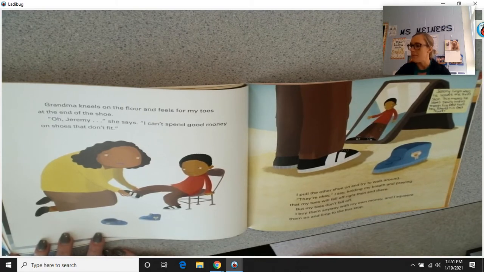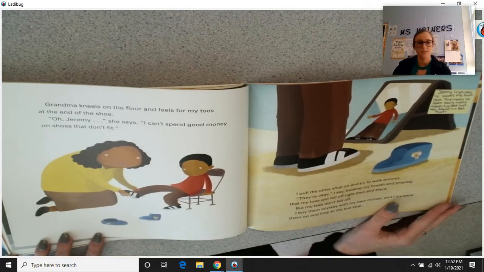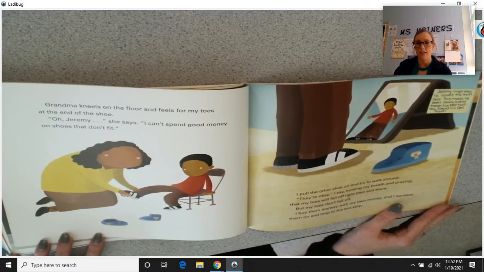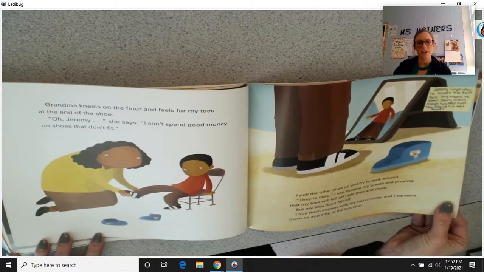So Jeremy limps when he leaves the thrift shop. What does that mean if he's limping? What does it mean to limp? And why do his feet hurt so bad? He got those shoes that he's been wanting, but now his feet hurt so bad. Why are they hurting?